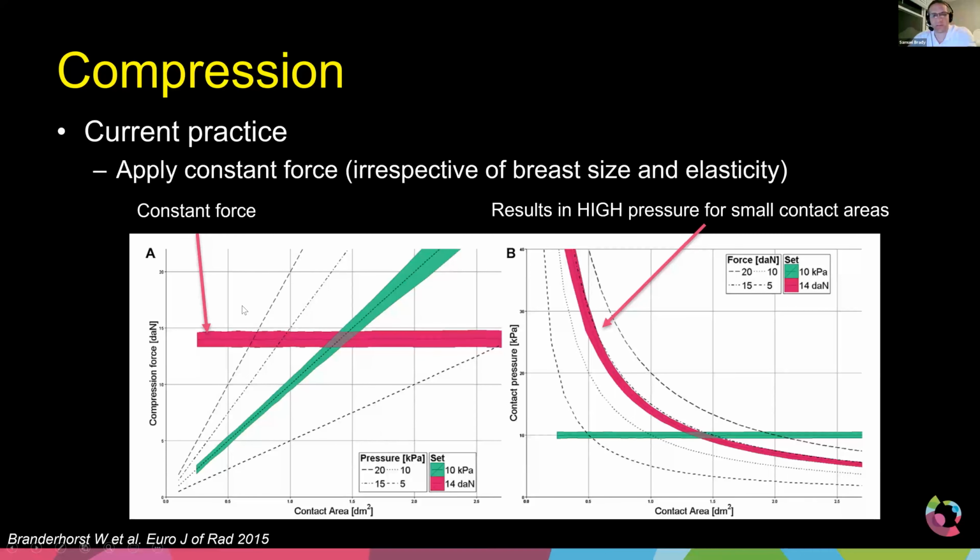Okay, no, I said that backwards. My apology. The pressure will change linearly. So if you hold the force the same for a small area, my apologies, the pressure goes really, really high. And that's where you get a lot of pain in the patients. And then as the force is held constant, what happens is the pressure goes down. And so you get less compression over here and potentially more image quality issues.